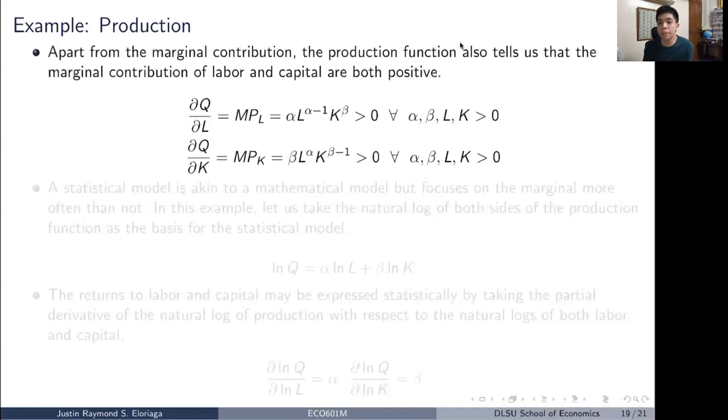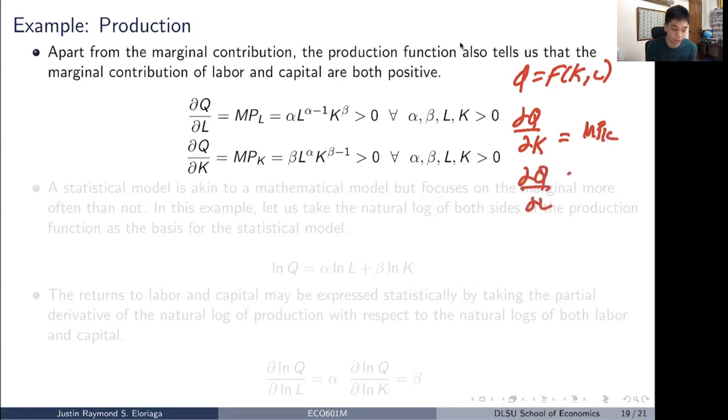Now, apart from the marginal contribution, the production function also tells us the marginal contribution of each unit of labor and capital. For example, you have your production function Q, which is a function of capital and labor. If you take the partial derivative of that function with respect to K, you get your marginal product of capital. If you take the derivative with respect to L, you get your marginal product of labor. That's the additional output you get from increasing either labor or capital, holding the other input constant. Those are important things to know about in terms of underlying economic relationships. So these are the things we're looking for. What are these marginal contributions and how do I make sense of these?